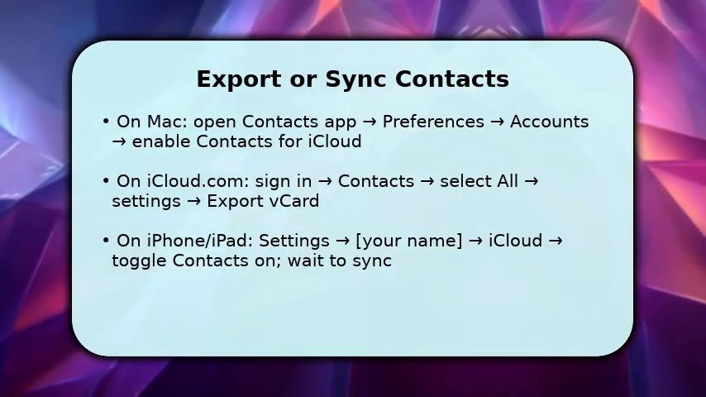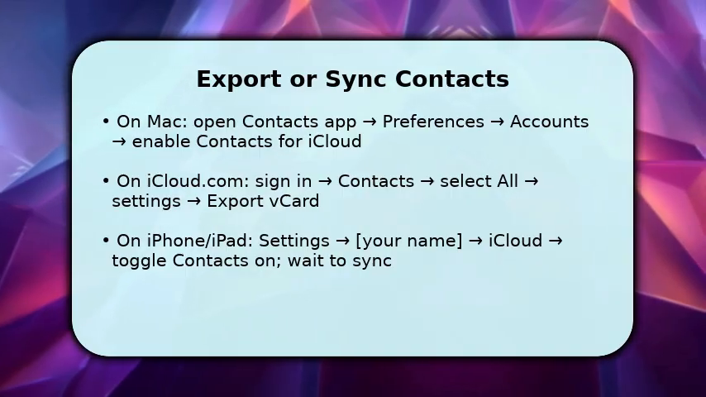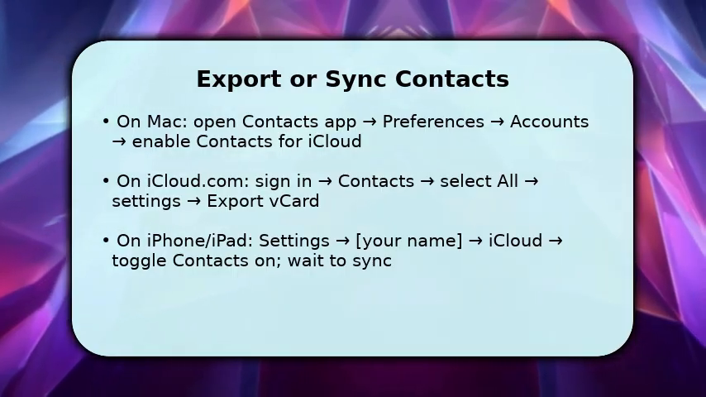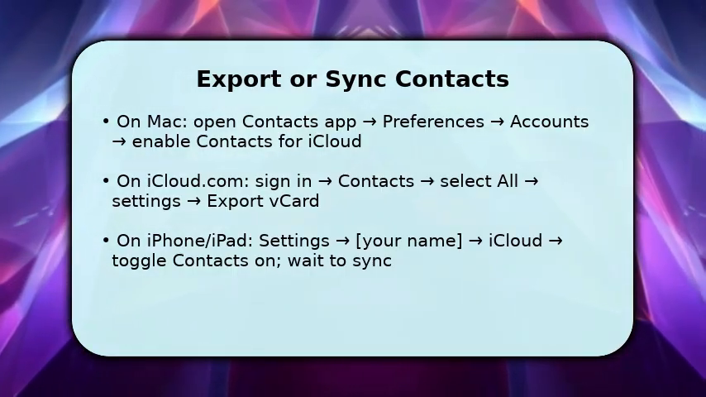On an iPhone or iPad, go to Settings, tap your name, iCloud, and toggle Contacts on. Wait until the spinner finishes. These methods give you a portable export or a device sync.